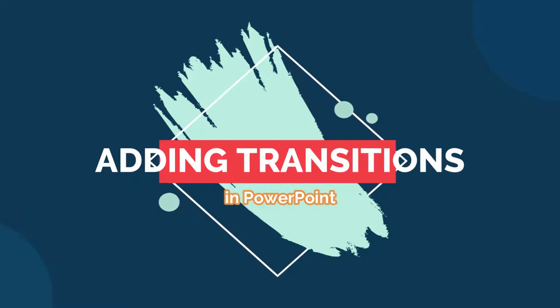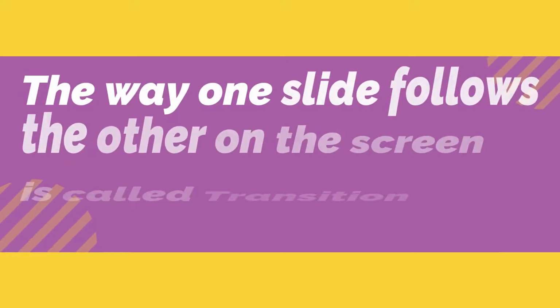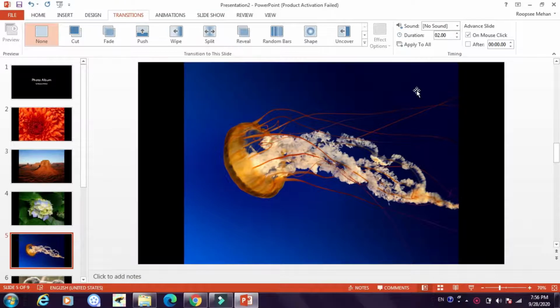Adding transitions in PowerPoint. The way one slide follows the other on the screen is called a transition. Let's see how to add transition effects to our slides. Now we will learn how to make slides and objects more interesting by making them appear, move, disappear, etc. This we are going to do by adding transition effects.